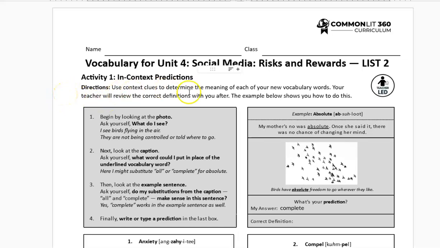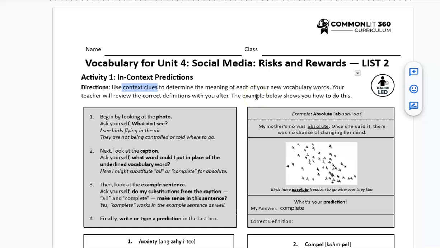It says use context clues to determine the meaning of each of your new vocabulary words. We have talked about context clues this year, but it's been a minute, so let me give you a real quick refresher. Context is something's surroundings, so when we're talking about context clues, we are talking about the words that surround the vocabulary word, and sometimes we can use those words to figure out the meaning of the vocabulary word. So that's what we're going to be doing today. It says your teacher will review the correct definitions with you after. That's something that we're actually going to do tomorrow.